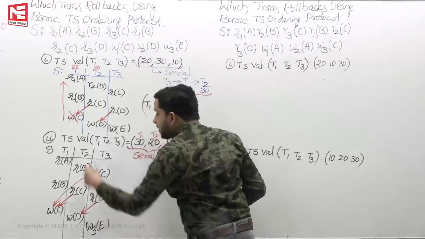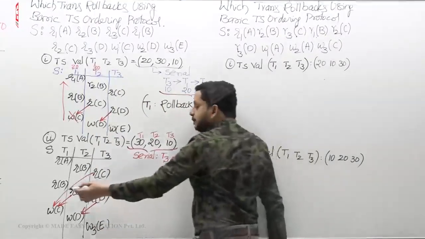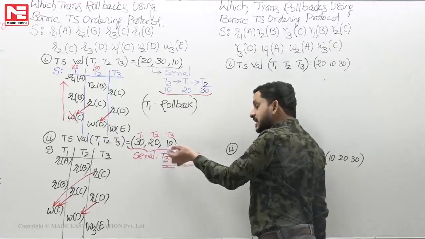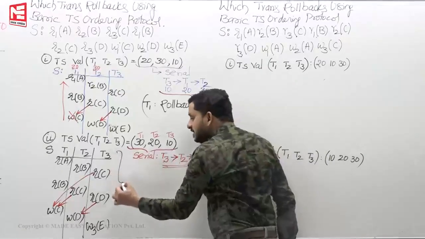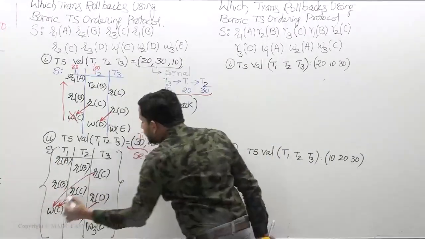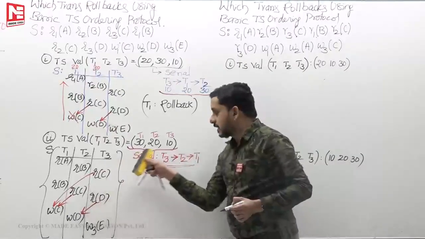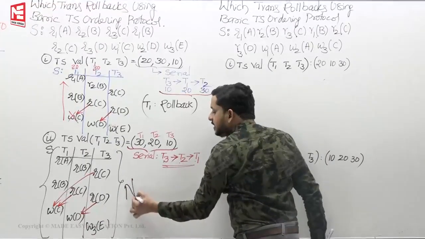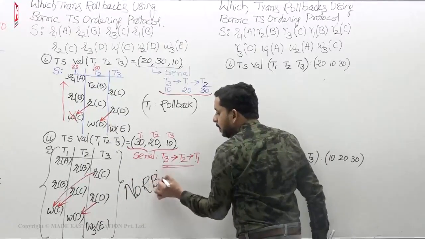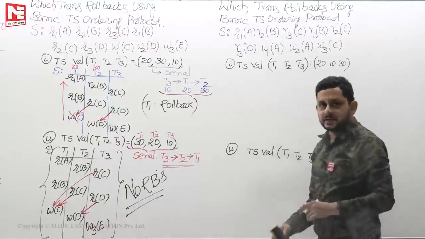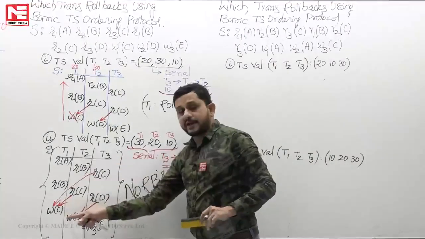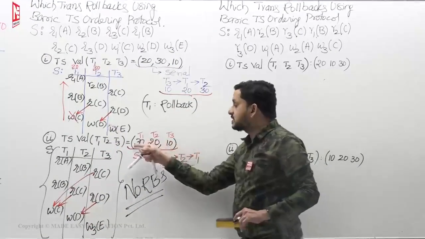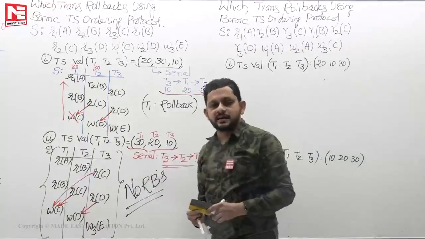W3E, it does not conflict with anyone, so it is also allowed. So the conflict pairs which occur in the schedule follow the serial order only. It means that the schedule is equal to the serial schedule based on timestamp order. Then in that case, there are no rollbacks in the timestamp order. So if all conflict pairs of the schedule are equivalent to the serial order based on timestamp order, then you will not get any rollback.